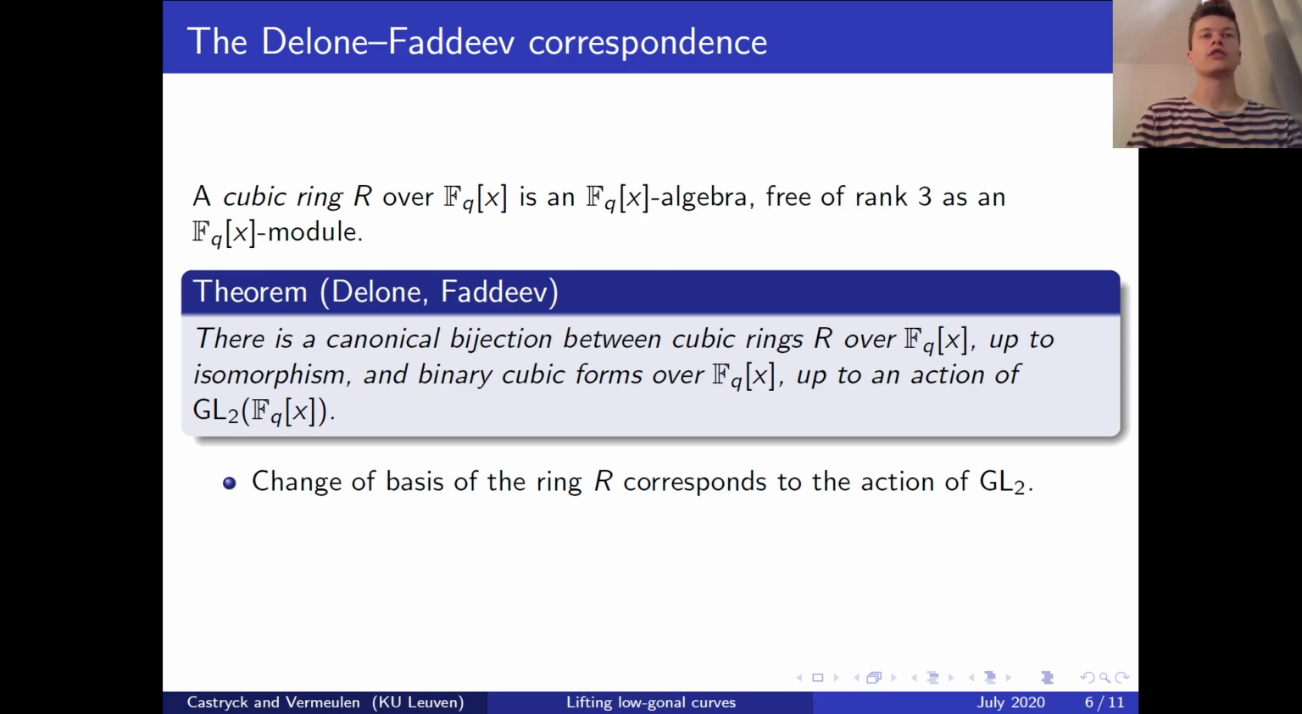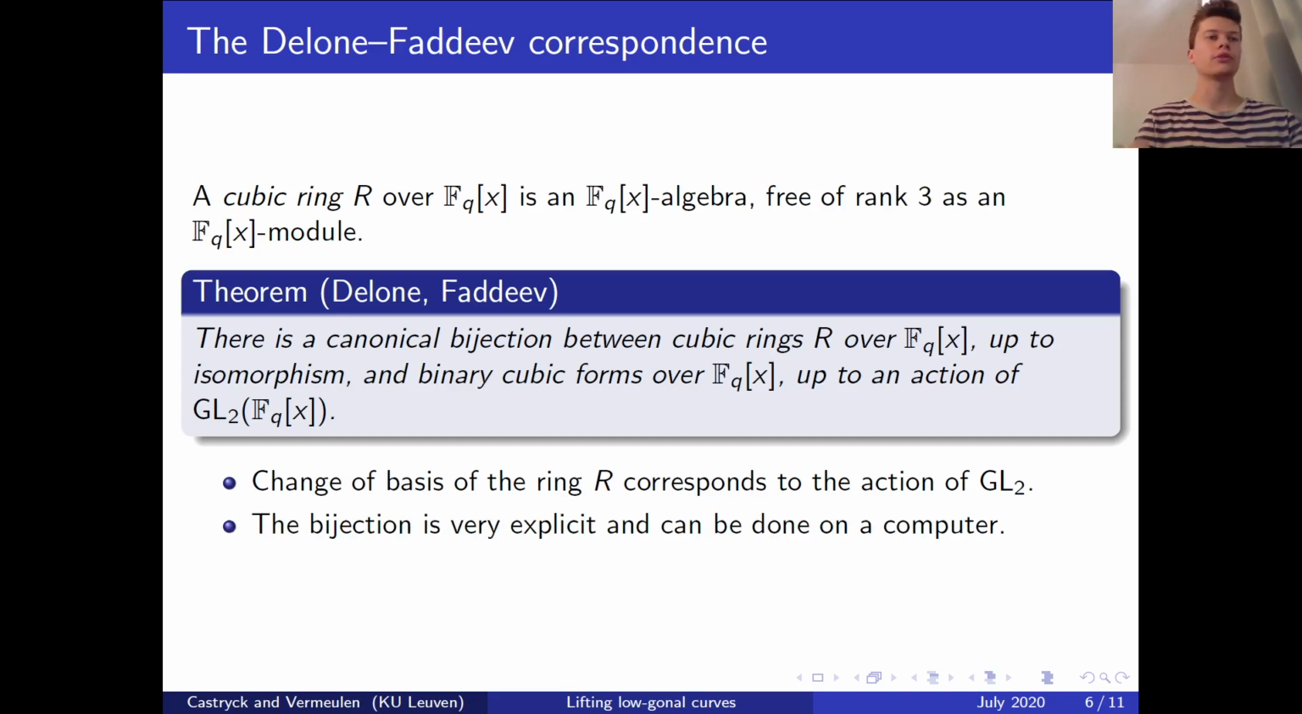So there's a canonical bijection between cubic rings R over FQ[x], considered up to isomorphism, and binary cubic forms over FQ[x], up to an action of GL2. And this GL2 action is basically linear substitution in these cubic forms. So in this bijection, this up to isomorphism is basically change of basis. So if you change the basis of the ring, then this will correspond to the action of GL2. So this also means that if you fix a ring R together with a basis, then you get a unique, well-defined binary cubic form. And there's no more action of GL2 involved.